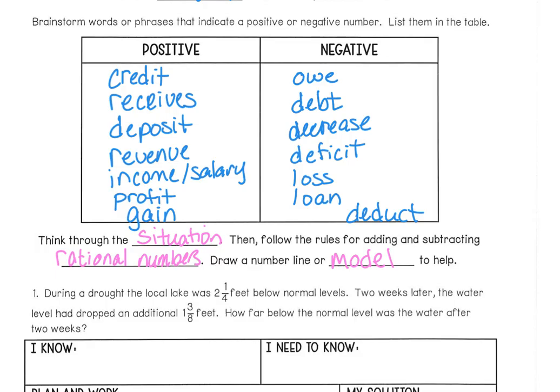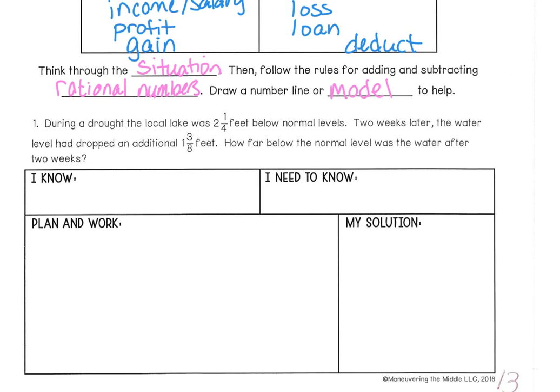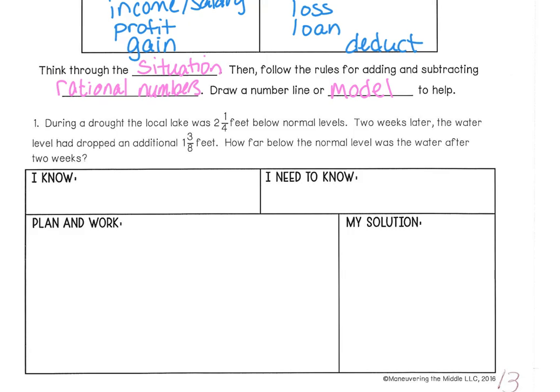Okay, so we'll do one problem together here. We'll do this one. Okay, during a drought, the local lake was 2 1/4 feet below normal levels. 2 weeks later, that's important. 2 weeks later, the water had dropped an additional 1 3/8 feet. How far below the normal level was the water after 2 weeks?